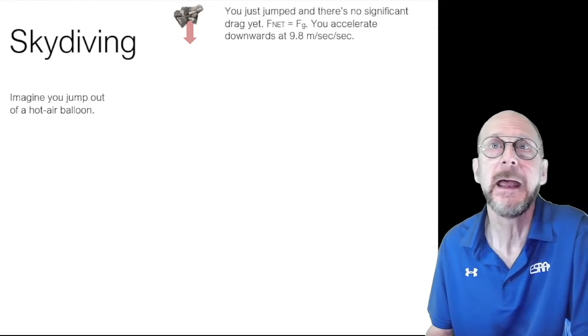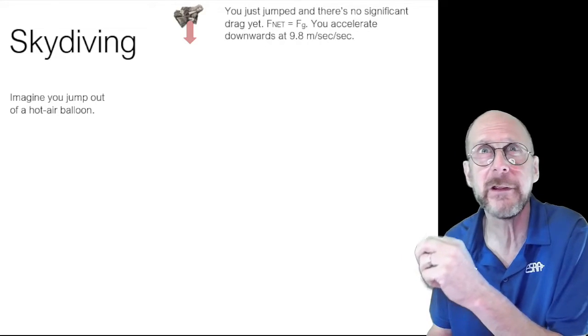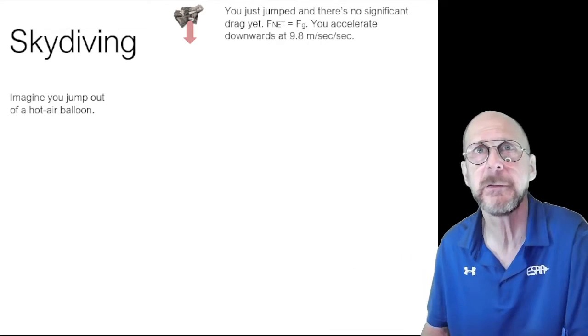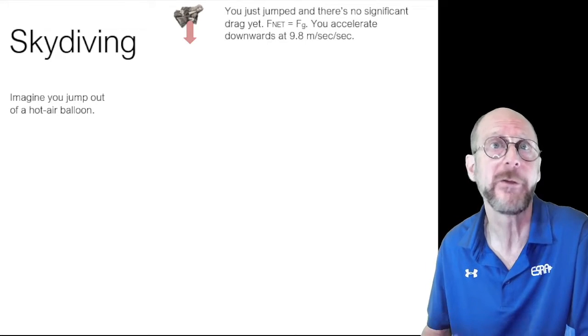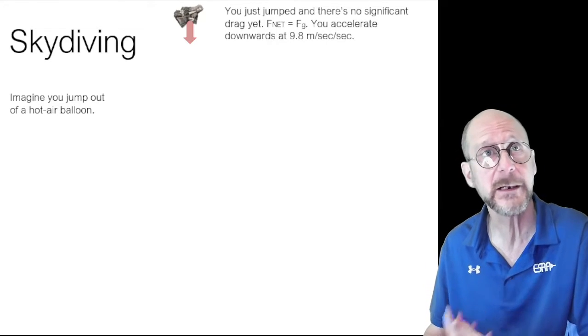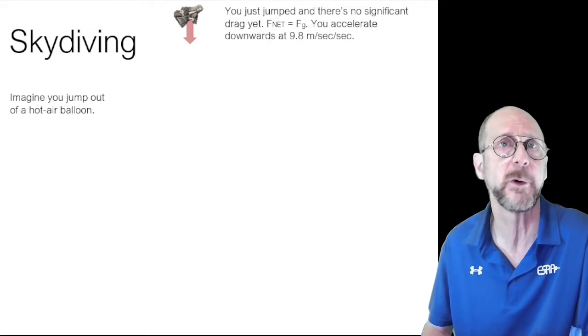Well, here you are, and that red arrow is describing the force of gravity pulling down on you. In other words, your weight. And since that first instant you let go of the basket of the balloon, that's the only force acting on you, and therefore that is the net force. And you're going to accelerate downwards at a rate of 9.8 meters per second squared.